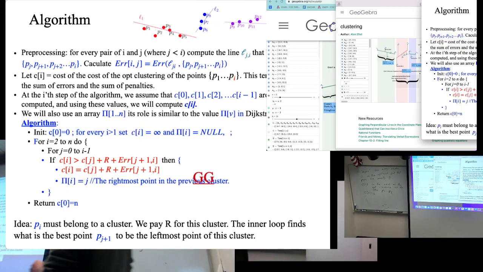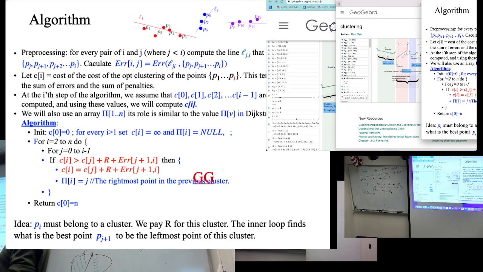So, assuming that by now all the values of the optimum clustering are known, once again, optimum clustering consists of how many clusters and what the boundaries of the clusters are. And the cost is R times the number of clusters plus the errors that every cluster exhibits for the baseline fits this cluster only. So C1, C2, up to Ci minus 1 contains the optimum cost for each one of these sub-problems. And now I'm in the problem of computing what is Ci.